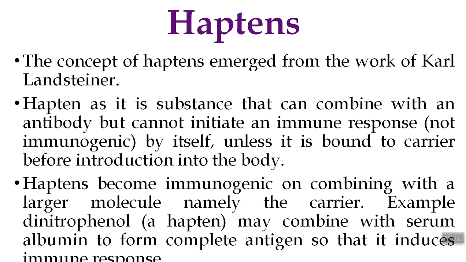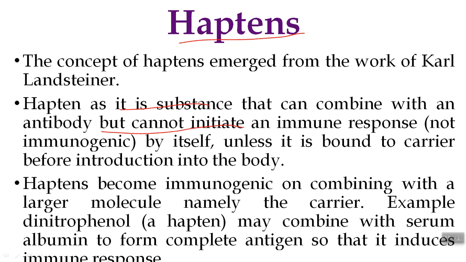Next, we learnt about the blood group antigens, and there we studied about the isoantigens. Now, the same scientist, Karl Landsteiner, introduced the term haptens. The concept of haptens emerged from the work of Karl Landsteiner. A hapten is a substance that can combine with an antibody but cannot initiate the immune response. They are not immunogenic.